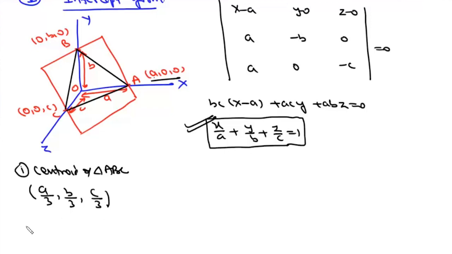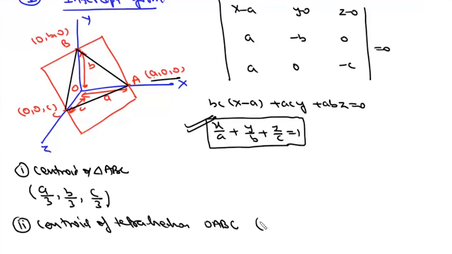Now the second question is centroid of tetrahedron OABC. Now we know that the centroid of a tetrahedron is (x1 plus x2 plus x3 plus x4) by 4. So in this case, this centroid is a by 4, b by 4 and c by 4.